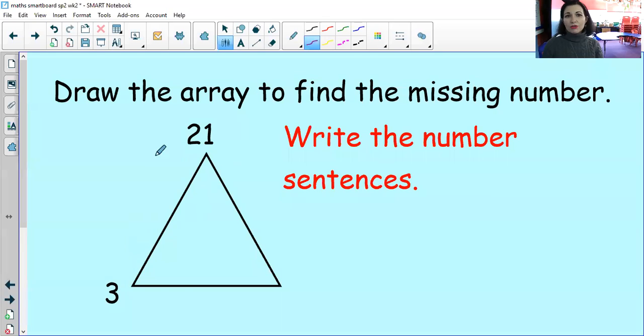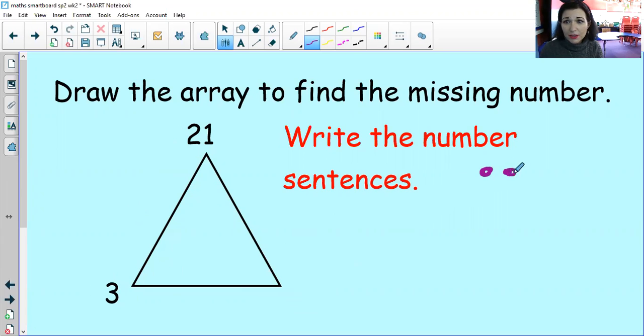Now, draw the array to find the missing number. So I've got my number triangle, but I've only got a 21 and a 3. So now I need to find the missing number. And then I need to write the number sentences. So what I need to do is to draw groups of 3 until I have drawn 21 of them, and then I will stop.